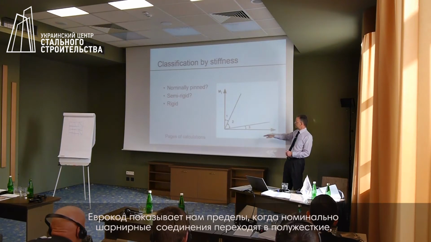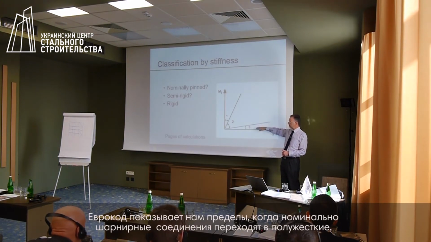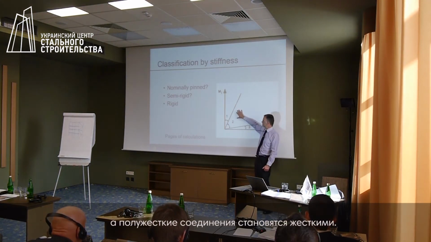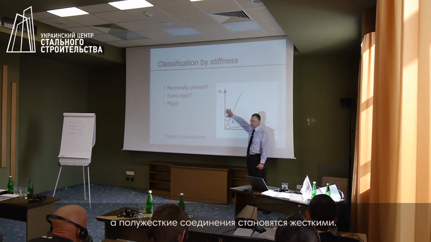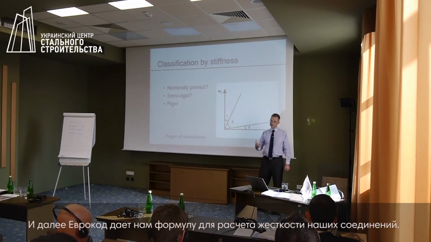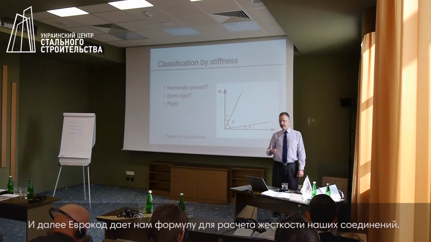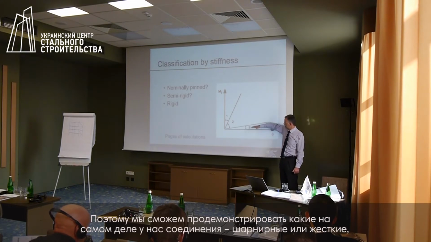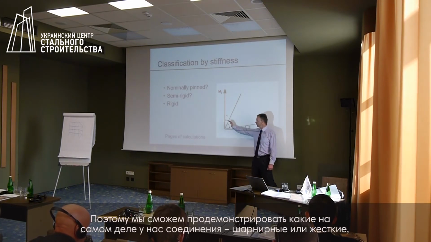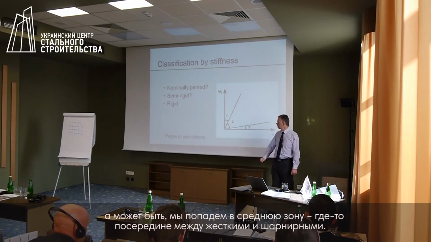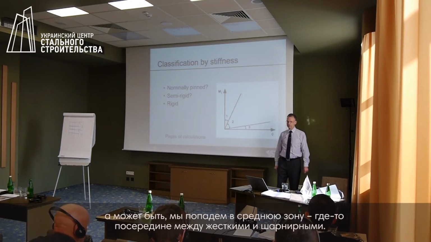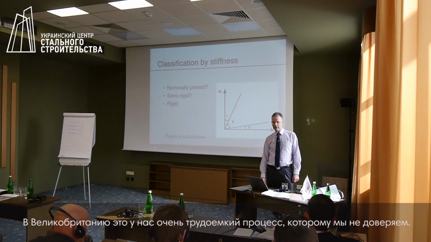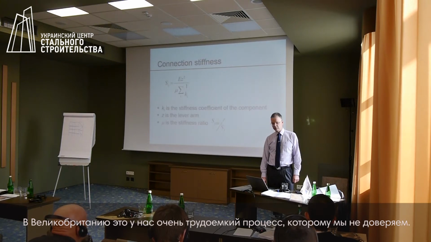So the Eurocode tells us where the limits are between a nominally pinned connection and a semi-rigid connection. It tells us where the limit is between a semi-rigid connection and a fully rigid connection. And then it gives us a method to calculate the stiffness of our connection so that we can demonstrate that we really are nominally pinned, or that we really are nominally rigid, or that we are in this grey zone somewhere in the middle. And that, to the UK eye, is a long and laborious process which we do not trust.